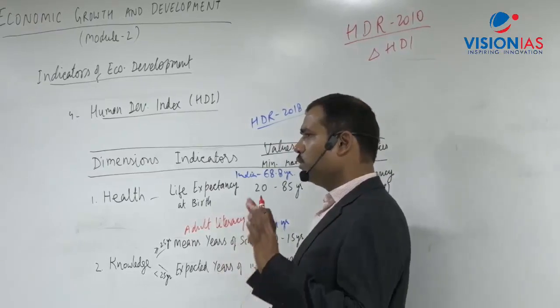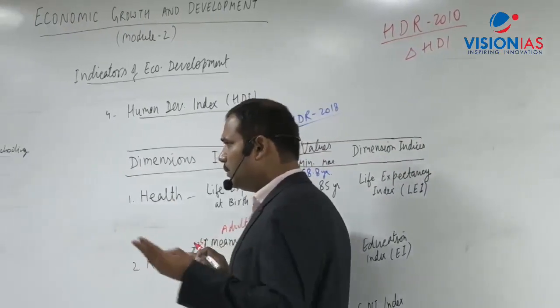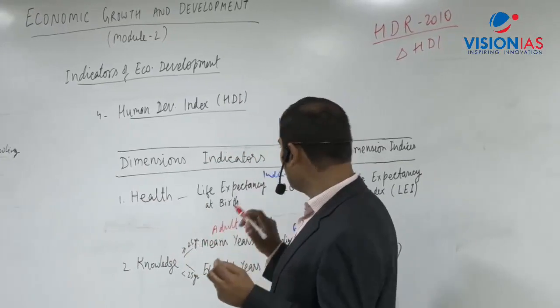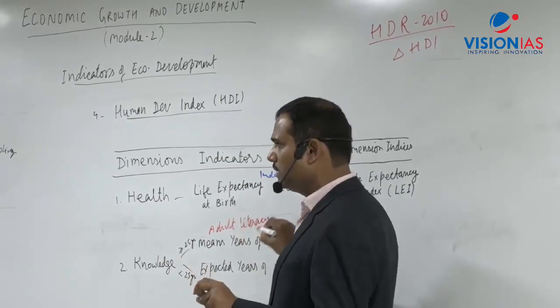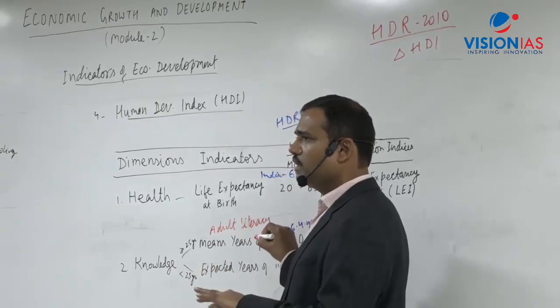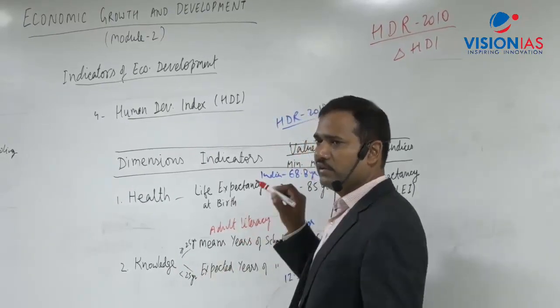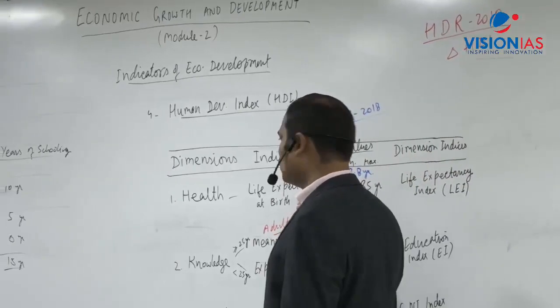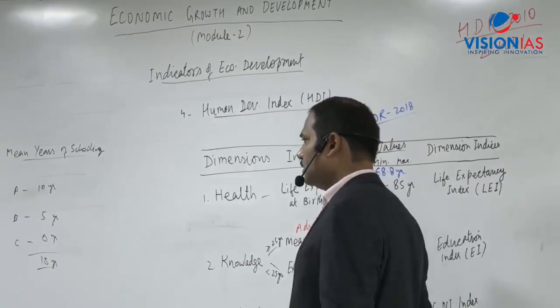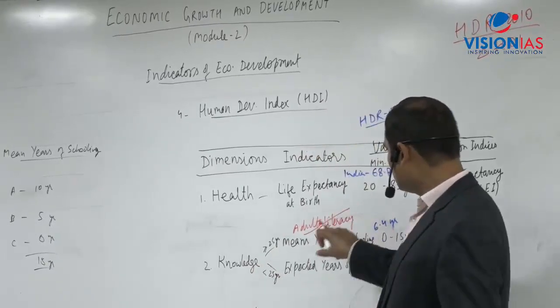Literacy means what percentage of adults are literate. Literate means the ability to read, write and understand any language. You can write something, you can read that thing, you can understand that language, any language, that is called literacy. So you may write it and rather cut it because it is no more now. Earlier it was adult literacy. Now they have shifted to mean years of schooling.